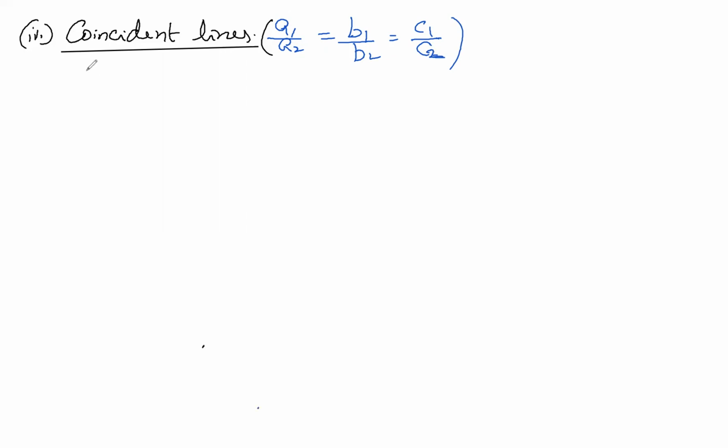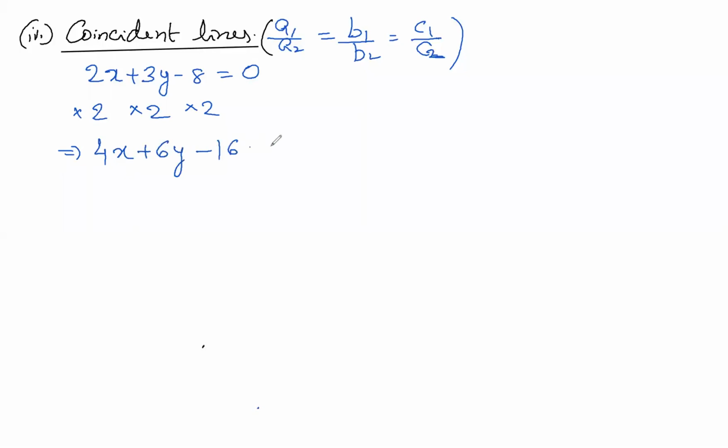2x plus 3y minus 8 equal to 0. So multiply the same number on all these coefficients according to our choice. Here I multiply 2, here also 2, or you can select 3 or 5, whatever it is, doesn't matter, but the same number if you want to make all the coefficients equal. So you will get like this: 4x plus 6y minus 16 equal to 0.